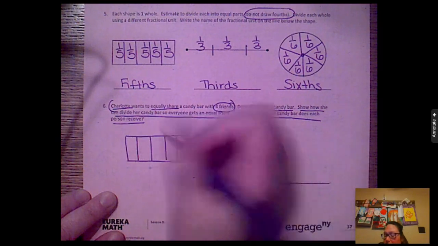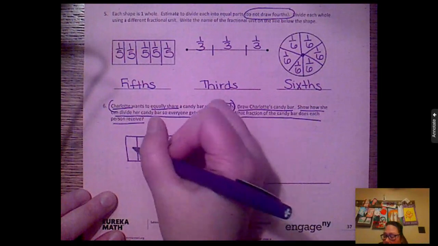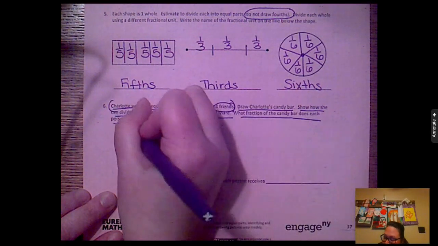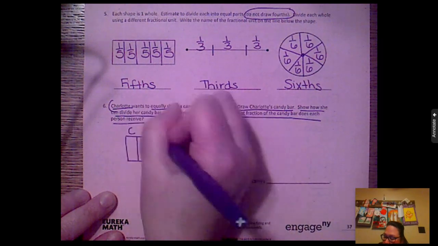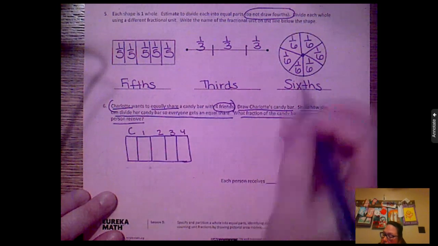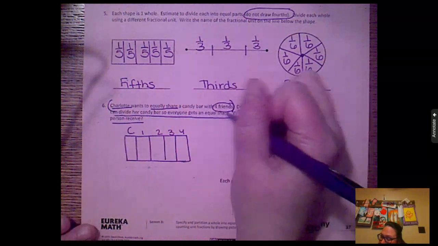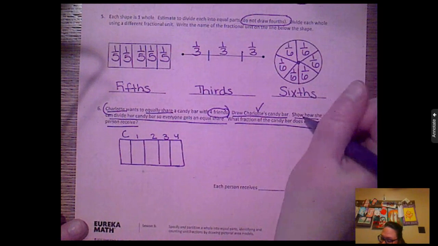So I drew my 4 lines, and I want to recount and make sure that I have 5 pieces. 1, 2, 3, 4, 5. Okay. And this would be Charlotte's, and then she's got 1, 2, 3, 4 friends. Okay. Draw Charlotte's candy bar. I did that. Show how she can divide her candy bar so everyone gets an equal share. I think we did that. What fraction of the candy bar does each person receive?